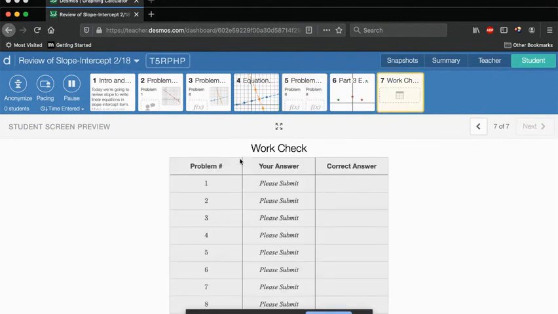And always remember that you have a work check at the end, so you should be able to verify your solutions. All right, good luck.